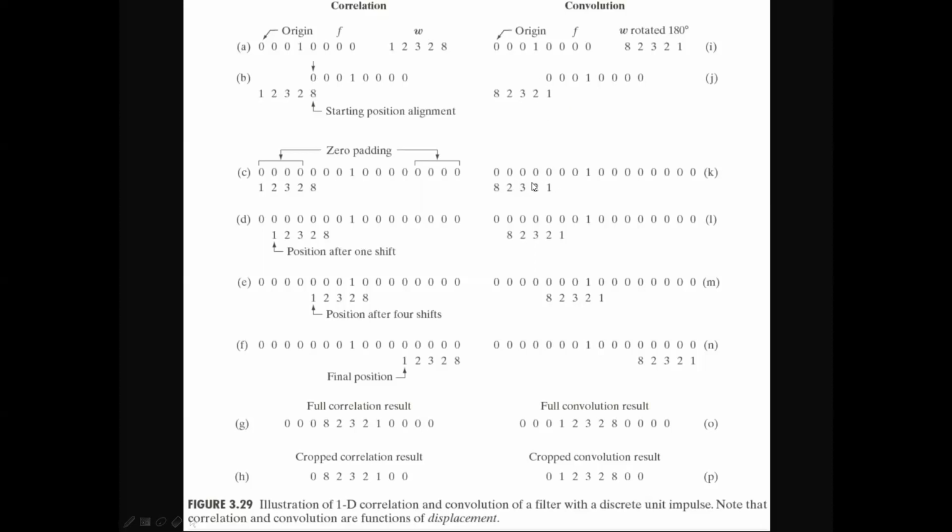Again, here also we need to take the zero padding and multiply each coefficient with the pixel values, and we need to shift one position to the right every time. We need to calculate the convolved result, that is 0000123280000, which is the full convolution result, and we need to crop this result to the length of the original input image, that is 8.